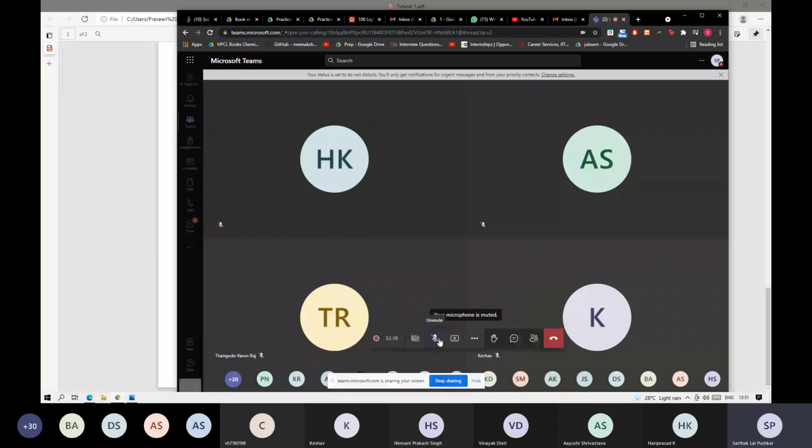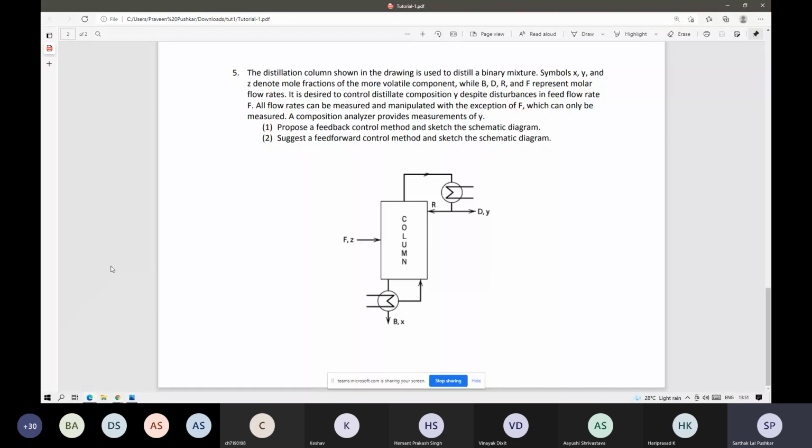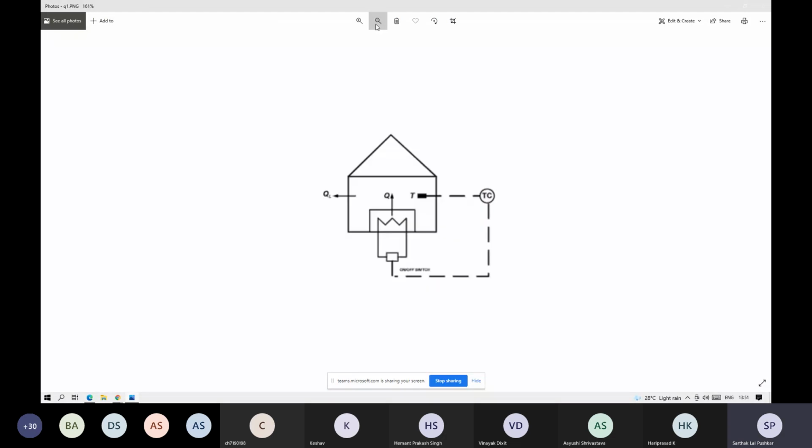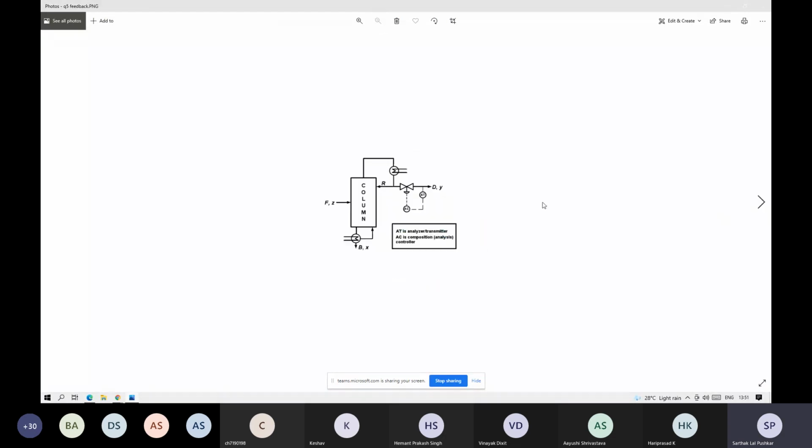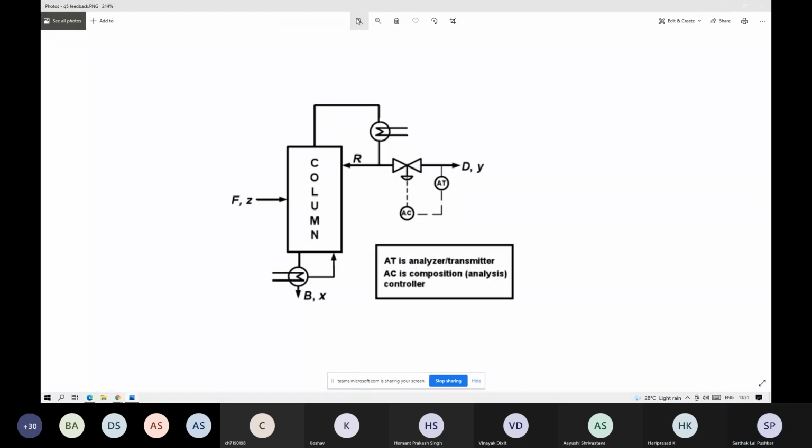So I will share the sketch. So this is the feedback control system. You are not measuring any third variable. You're just measuring it and changing it to the control valve. In case of feedback, AT and AC are the analyzer transmitter and composition controller.